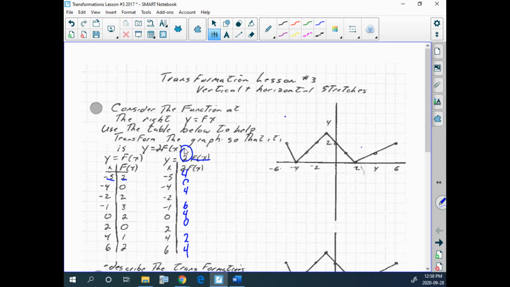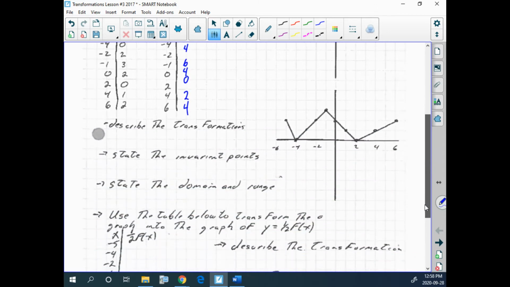So we have a graph. That's going to look something like this. Now I'm sketching it. And my system is out.